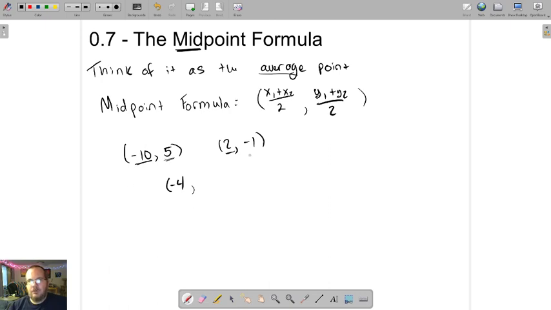For the y part, we got 5 and -1. So 5 plus -1 is 4. 4 divided by 2 is 2. And that's it. That's the midpoint. There's really nothing more to it than that.